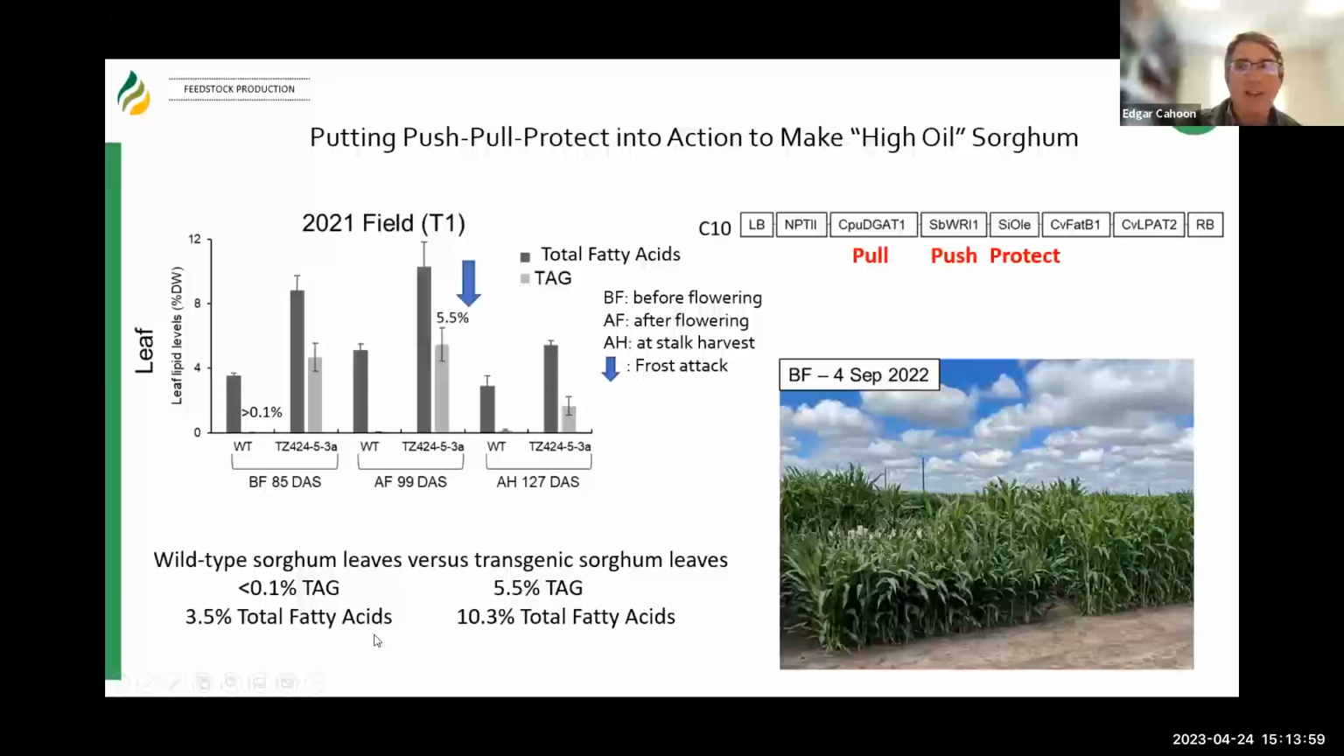And even more striking is the fact that if we look at the total fatty acids in a leaf, so fatty acids are in the membrane lipids and elsewhere, not just in TAGs, in the wild type leaf you can have 3.5% of the total fatty acids present, but in these engineered lines you have almost 3 times the total amount of fatty acid. And so maybe it's not all about TAG for producing sustainable aviation fuel. Maybe it's how much total fatty acid that we have. That's something that remains to be seen.